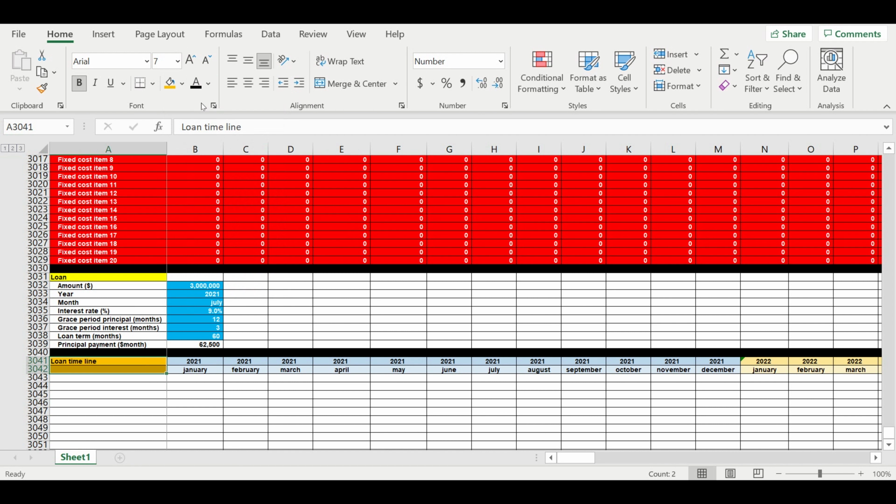Now it's time to place the principal payments and interest payments. So here we see that we have some grace period for principal payments. And now let's assign these inputs to the timeline.